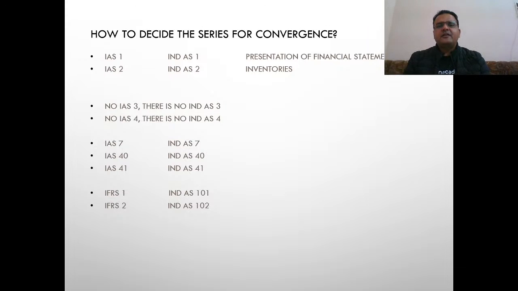So IAS 1 is Ind AS 1 in India, IAS 2 is Ind AS 2. The series goes till IAS 41. In India it is known as Ind AS 41. And after that we decided to term it as Ind AS 101. So IFRS 1 is Ind AS 101 in India, IFRS 2 is Ind AS 102. And till date we have issued up to IFRS 16 in India. But globally the standards issued are till IFRS 17 insurance contracts. In India we'll be issuing Ind AS 117 insurance contracts when it gets applicable globally.